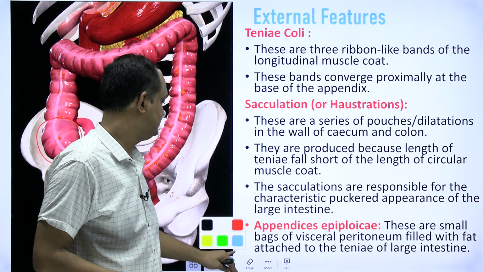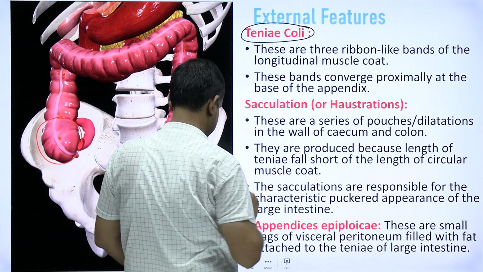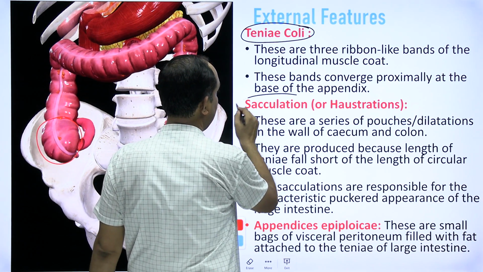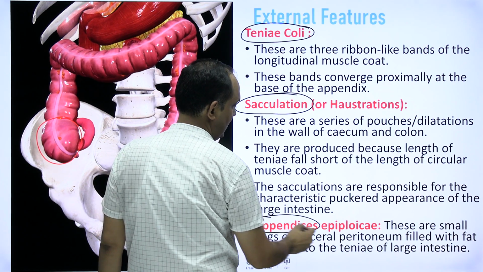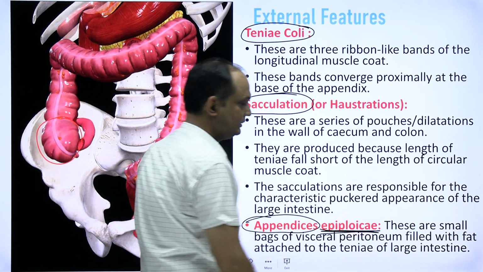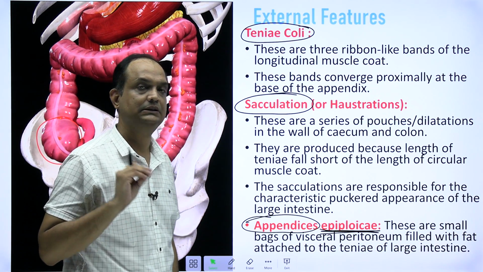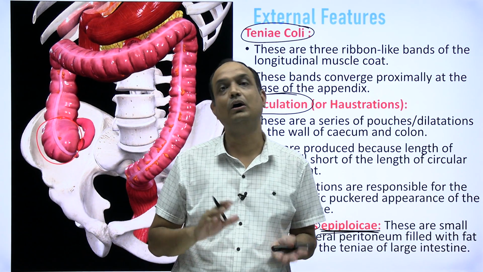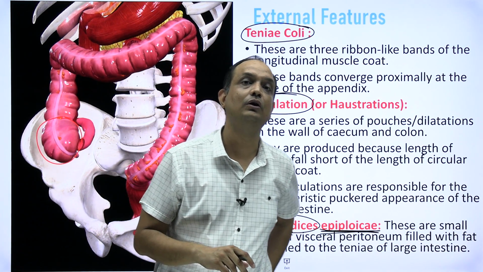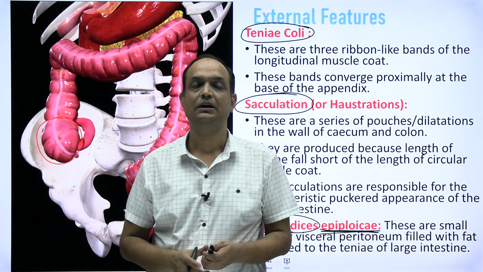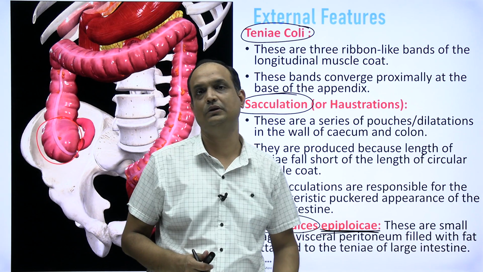The first feature is the presence of taenia coli. The second feature is the presence of sacculations or haustrations, and the third feature is the presence of appendices epiploicae, also known as omental appendices. So my dear students, when you are reading the cecum or the large intestine, you have this question: how will you differentiate the small intestine from the large intestine? These are the three features which are not seen in the small intestine.